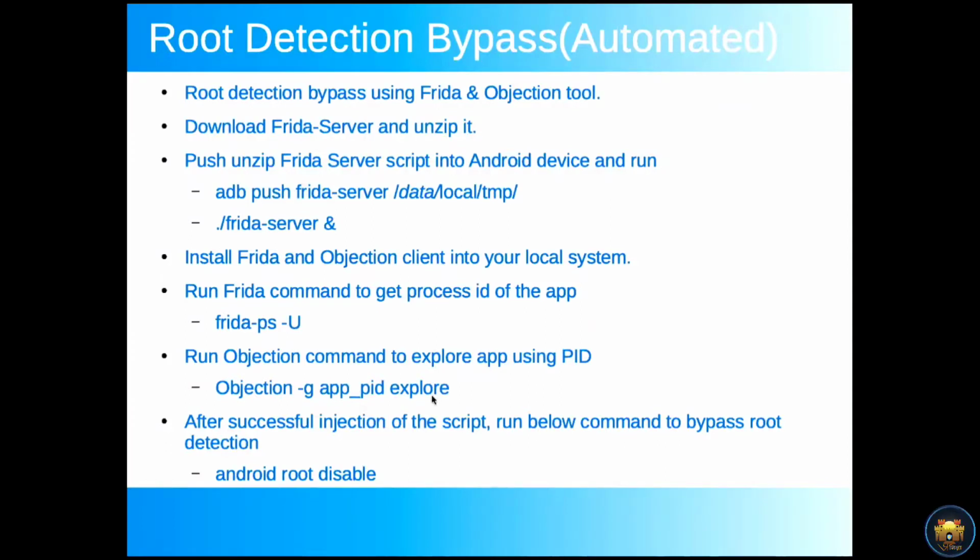After running this command, you are able to inject code into the Android system and gain the objection interface. After successful injection, use the android root disable command inside the objection interface. After running the command, this tool will automatically bypass the root detection mechanism, and our application is able to run on the rooted system.